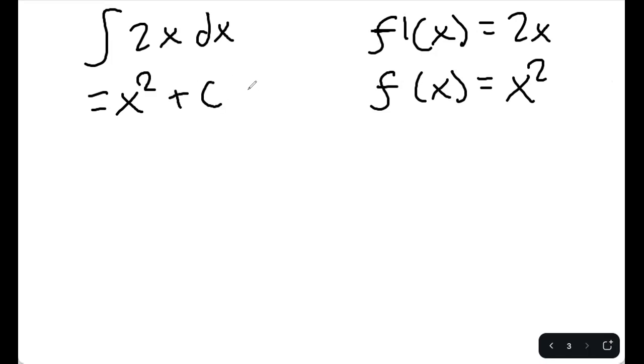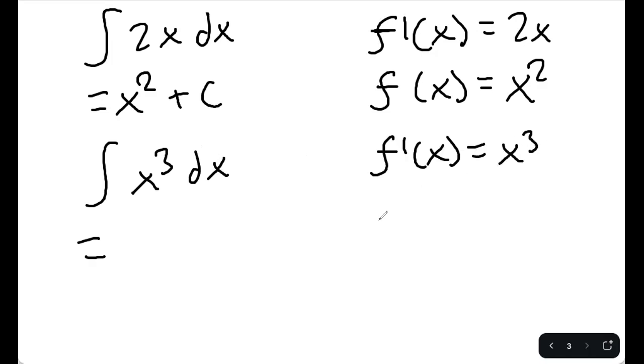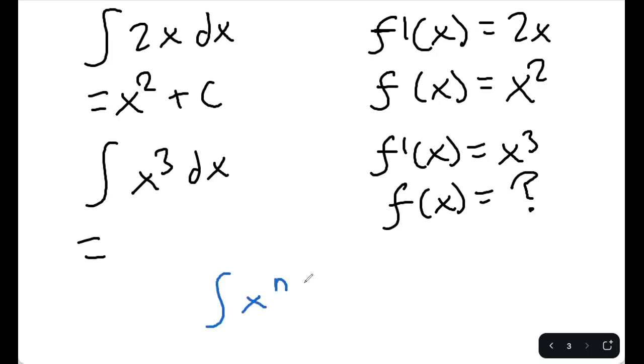So basically, you just did the power rule in reverse, right? What if I asked you what's the integral of x cubed dx? That one's a little harder. If the derivative is x cubed, then what is the original function? There was a formula, normally it's n minus one, but it's n plus one. Yeah, there's a formula. If you have x to the n power and you're integrating, it's equal to x to the n plus one divided by n plus one, plus c.